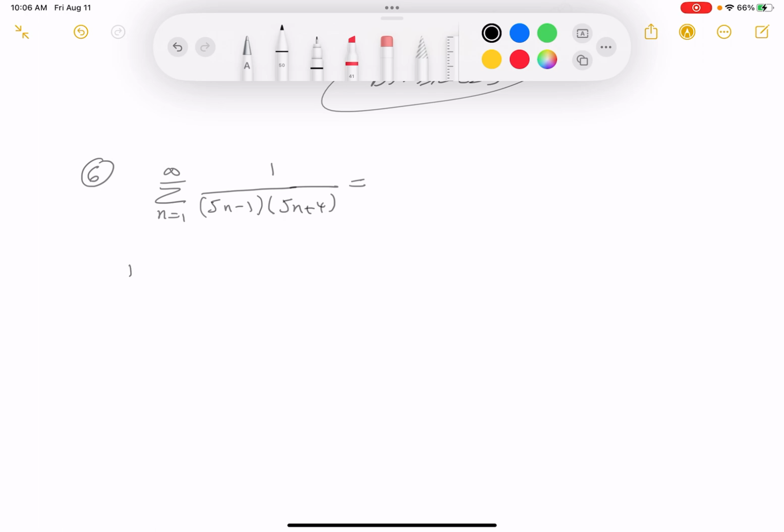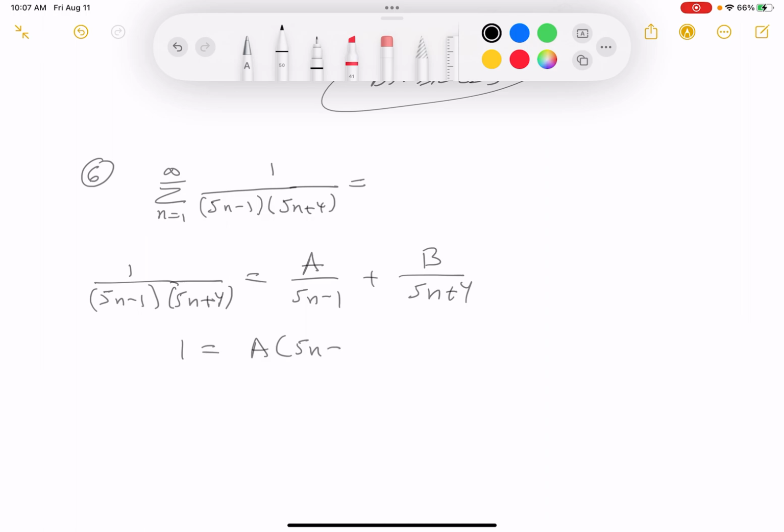So I get 1 over (5n minus 1)(5n plus 4) equals a over 5n minus 1 plus b over 5n plus 4. Multiply both sides with the LCD. I would probably start here, and certainly you could pick numbers if you want, other than the ones I'm picking. I'm going to pick numbers that are easy for me. I'm going to pick n equals 0.